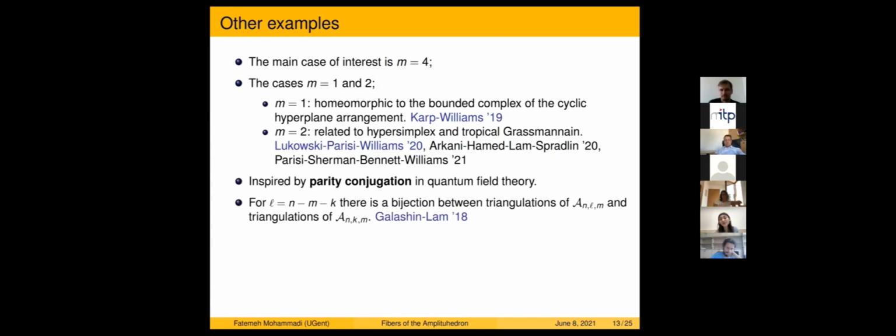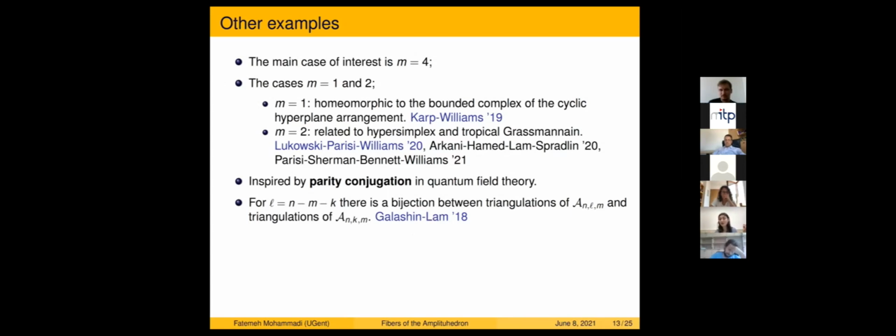And also another nice family of amplituhedra that have been studied is in connection with this periodic conjugation. This is work by Galashin and Thomas Lam, who showed that for every pair of amplituhedra that are conjugate to each other, namely A_{n,k,m} and A_{n,n-m-k,m}, they worked out the connections between their triangulations and their subdivisions.